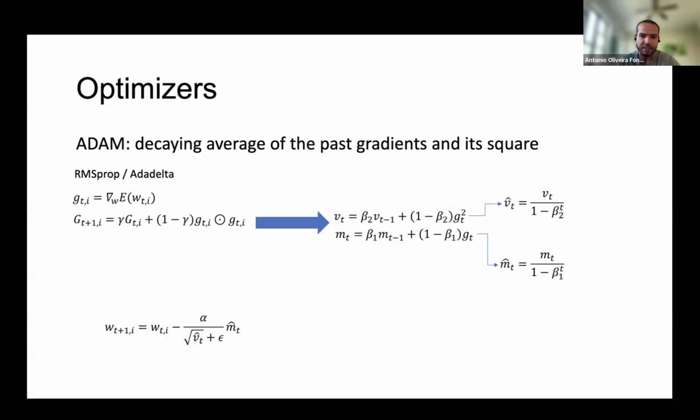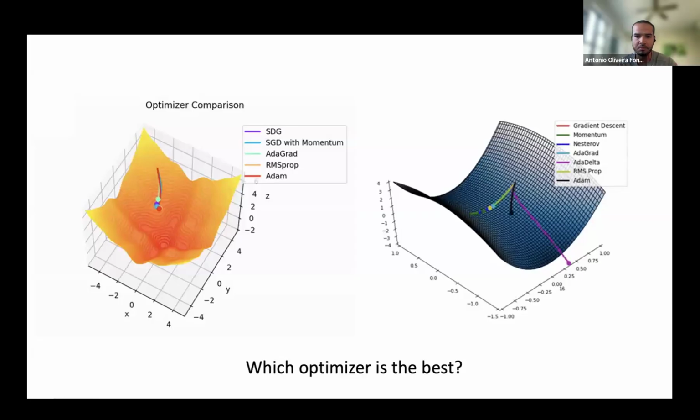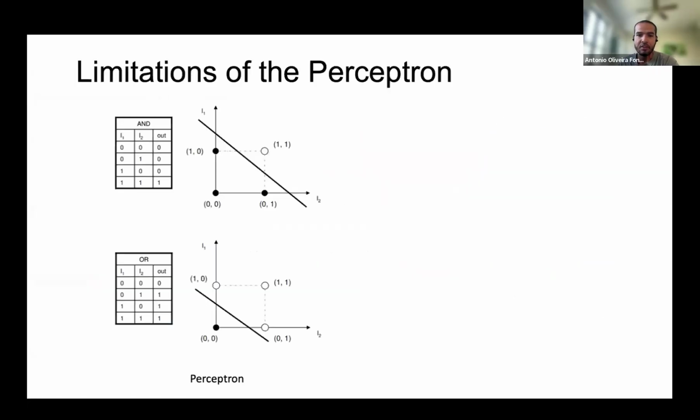And therefore it is my method of choice when I need to pick an optimizer. But like many of these optimizers, they have similar properties. Usually the difference between them is essentially how fast they converge to these global minimums that we are looking for. Okay.